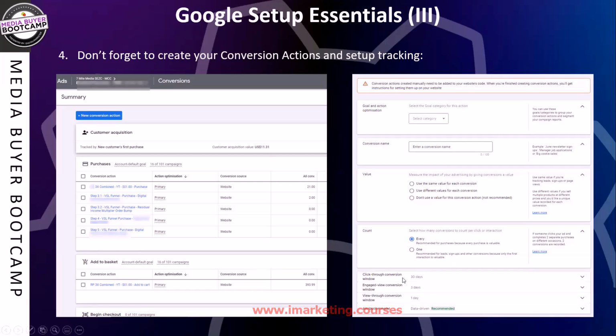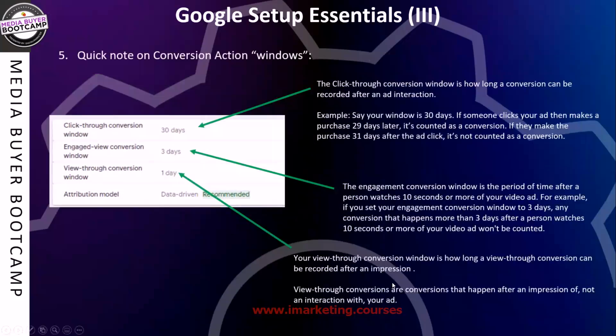Then we've got all these things going on. I know Victoria asked a question in the Slack channel about this, about click-through, conversion windows, engaged, and so on. So I'm just going to take a quick look at that. This is taken directly from the Google screen. So most of your conversions will occur on what's known as the click-through conversion window. We always leave it to the default, which is 30 days. And it's basically how long a conversion can be recorded after an interaction.